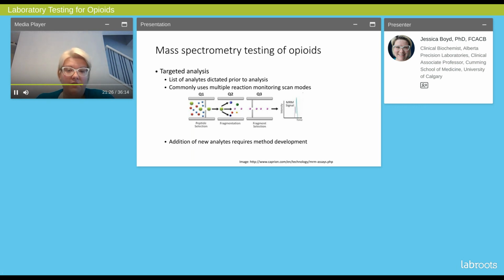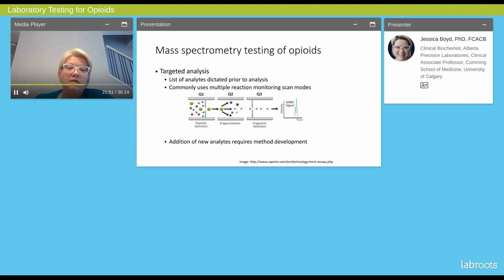It does that by fragmenting that mass to charge in Q2 to produce product ions. And then again, as part of our method development, we would have identified the major product ions of morphine and told the instrument, okay, these are the top 2 or 3 product ions of morphine, and we only want that to transit to the detector at any given time. And so that will give us our MRM signal on the right-hand side.